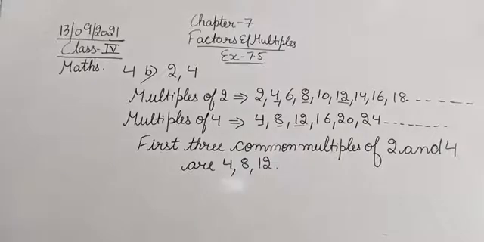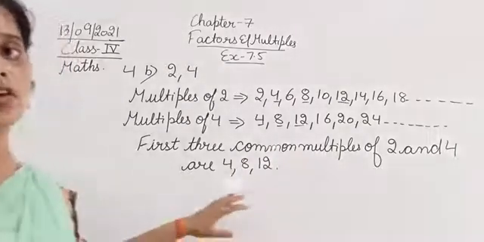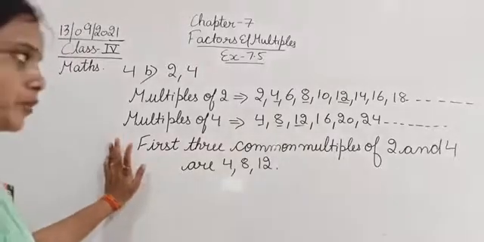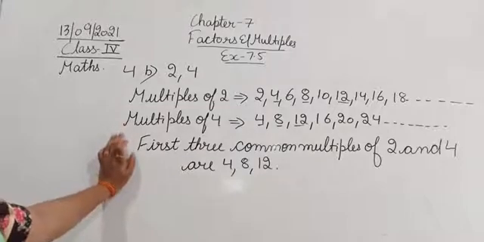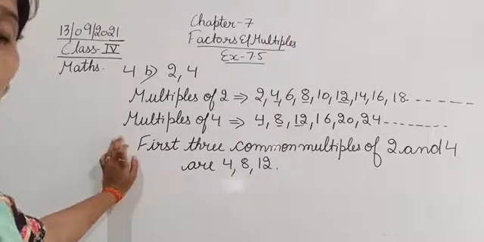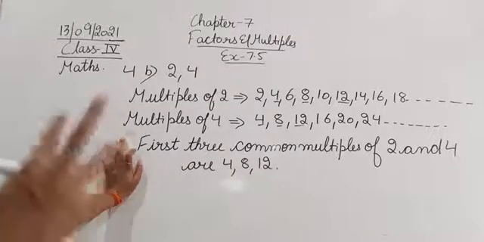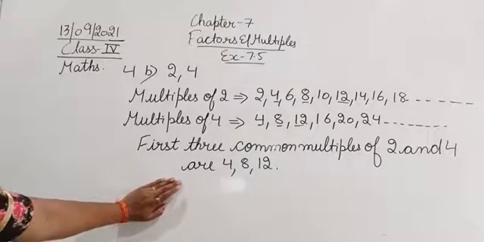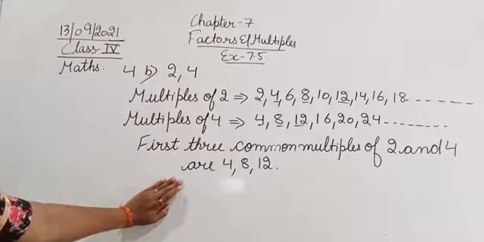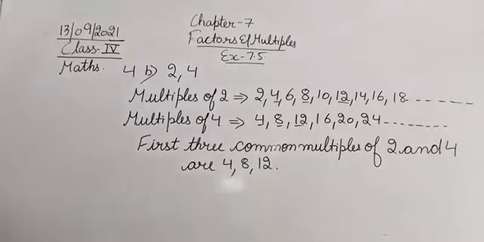So these are the first 3 common multiples, because 4, 8 and 12 are multiples of 4, and they are multiples of 2 as well. That's why they are the common multiples, and the question asks us to mention the first three. Clear? So this is the solution of the B part of question number 4. You can pause it here and note it down in your notes.